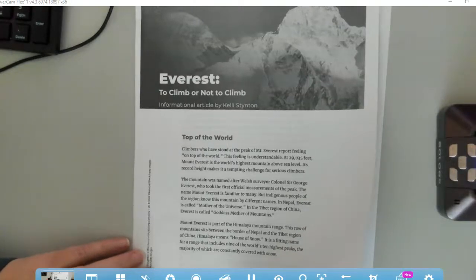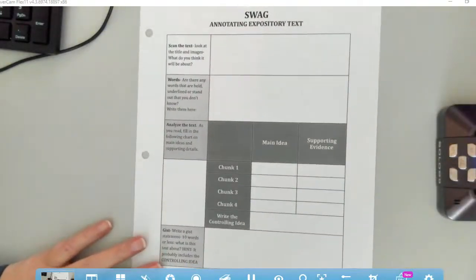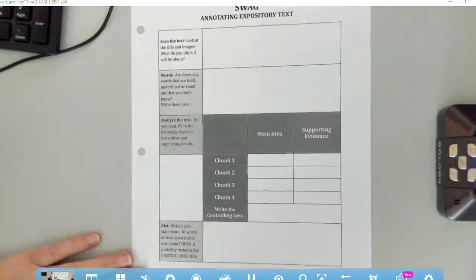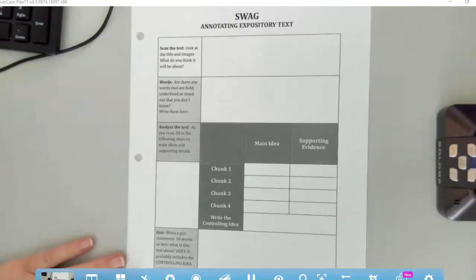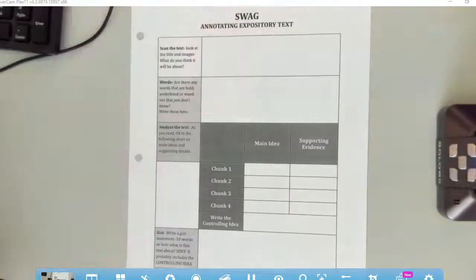All right, so the other thing you're going to have is this SWAG annotating expository text page. It is in your Canvas module as well. And then if you're in person, you have a paper copy. If you're in person, you can do it on paper. If you're at home, you can do it online. And if you absolutely 100% must do it online, if you're in person, you can. So you're going to need both of these things out, and I'm going to switch back and forth between them, okay?